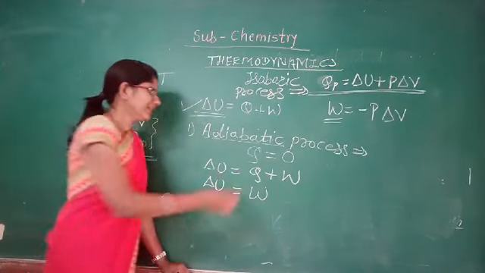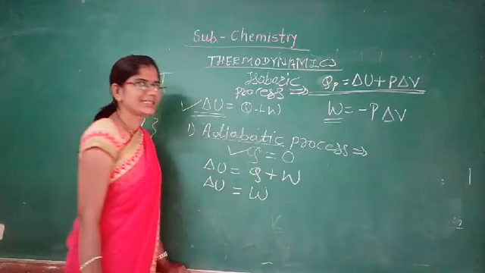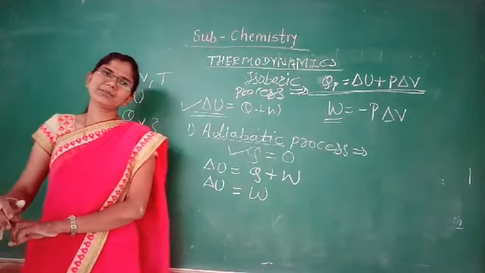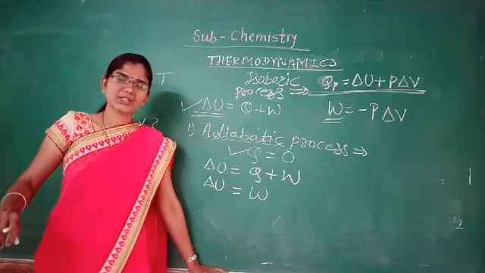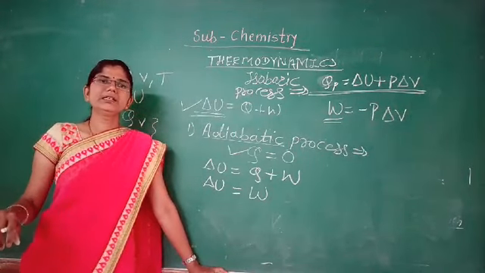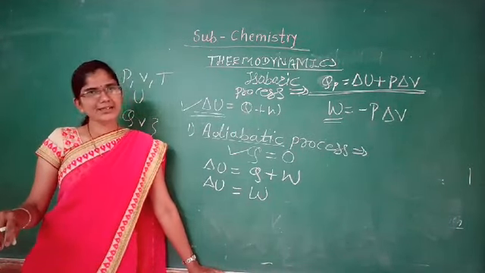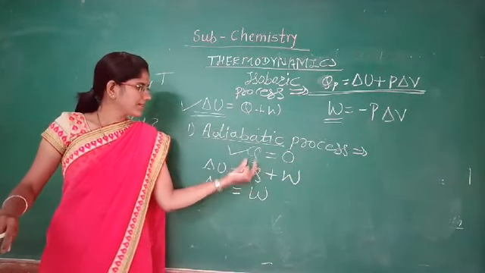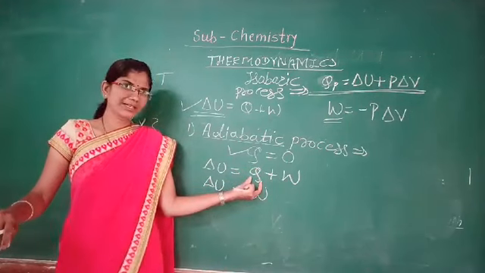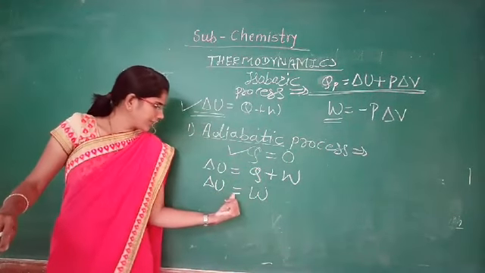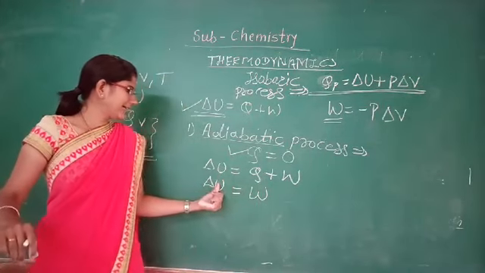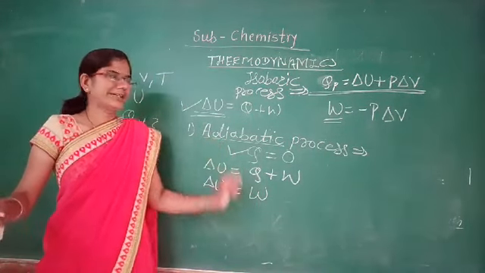In the adiabatic process, the heat content of the system is 0. That means there is no exchange of heat between system and surrounding, and therefore Q is equal to 0. Put this value in the first law of thermodynamics. Therefore delta U is equal to W, or W is equal to delta U, for the adiabatic process.